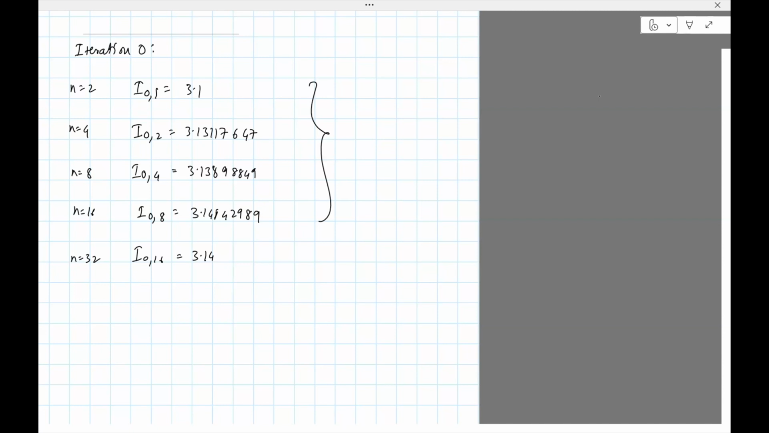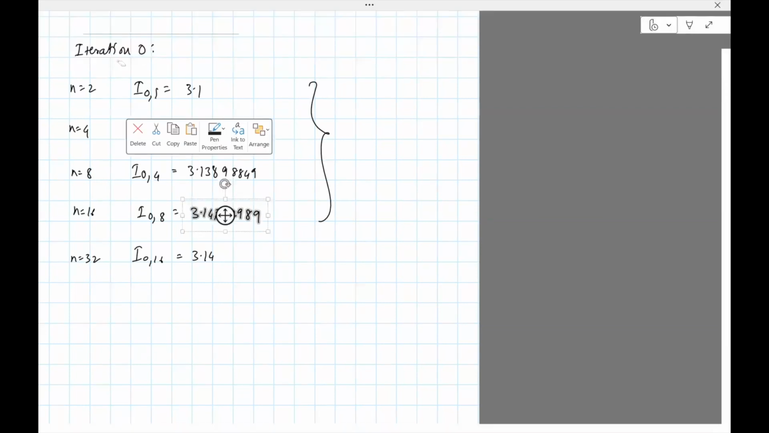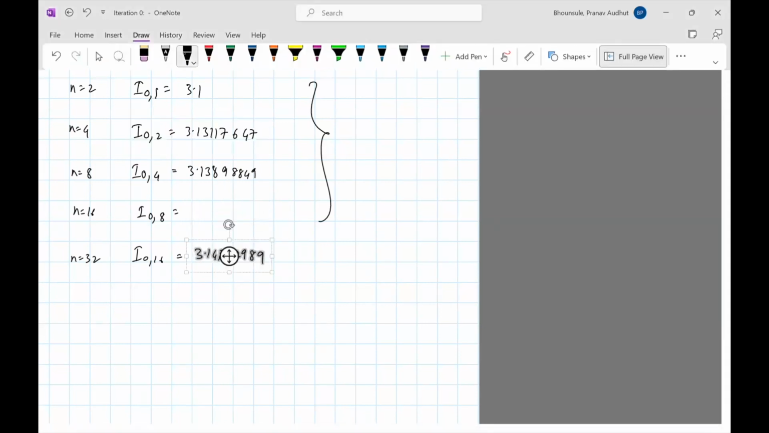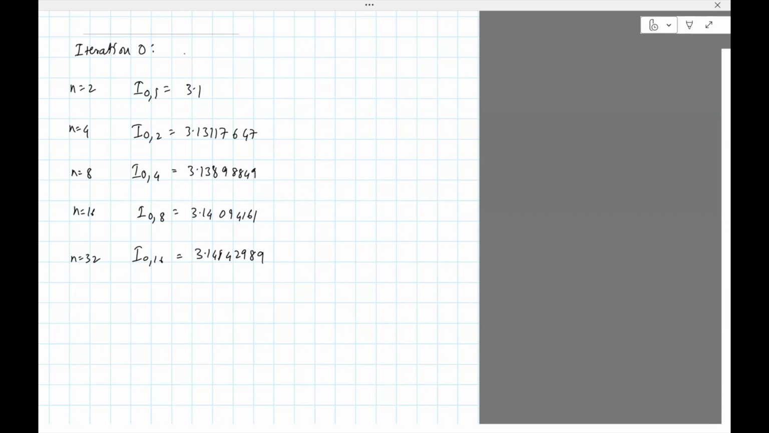Wait, I've messed up something. This is what happens when you write things down. Okay, this is for the one below, and then I'll change this. 3.14094161. So this is the trapezoidal rule in Octave.